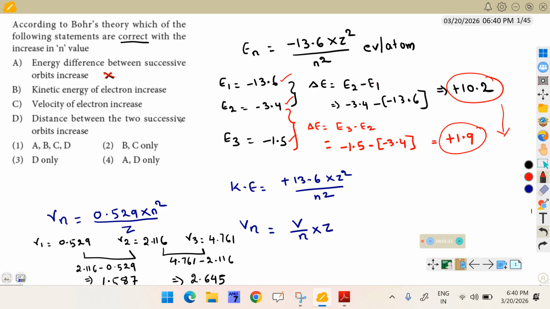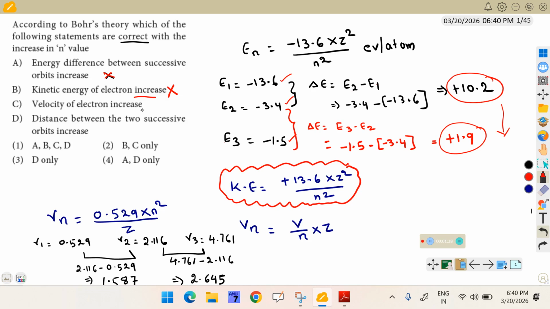Kinetic energy of electron increases. Kinetic energy is calculated by using the formula plus 13.6 into Z square by n square. So the relation is kinetic energy equals minus of energy. Based on that, kinetic energy of electron increases is wrong. Kinetic energy of electron decreases.